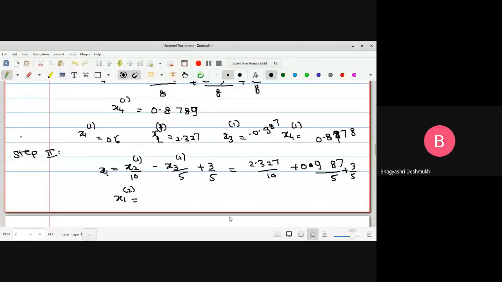0.6353. Okay, let me calculate so that I will get the answer. Is it 0.614? Let me check, because whatever the answer I calculated yesterday, it was 1 point something. So let me calculate once again so that it will be correct.